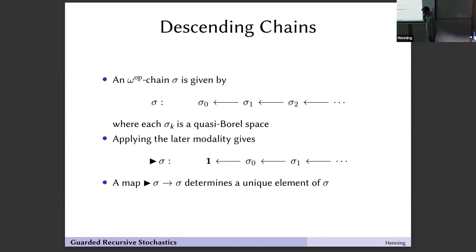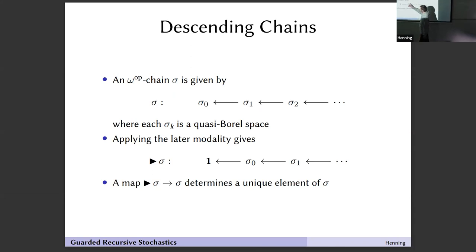But actually, the later modality interpretation of that is rather simple, really, category theoretically speaking. Instead of looking at the kind of closed objects, if you wish, where we have a coinductive type or something like that, what we look at is chains that approximate the type we're after. We have chains here like this, where sigma 0, sigma 1, and so forth, are objects in some underlying category. In our case, it will be quasi-Borel spaces. So each of them is a quasi-Borel space, and they're connected downwards with these morphisms. And now you can think of, for example, the streams.